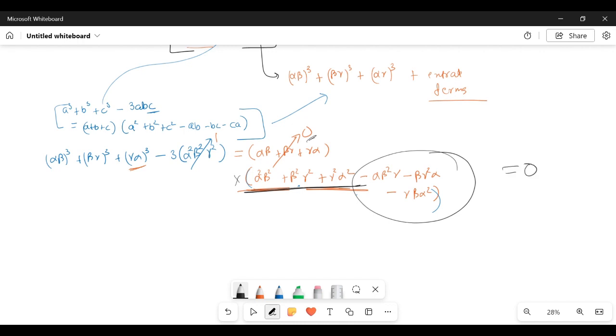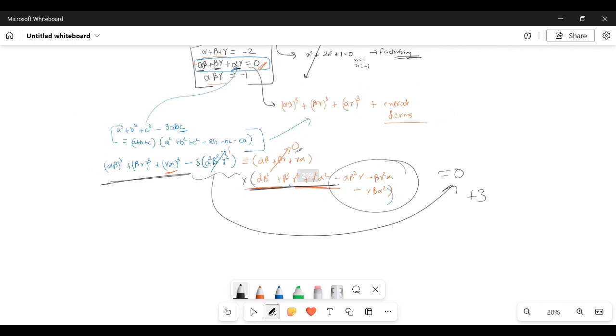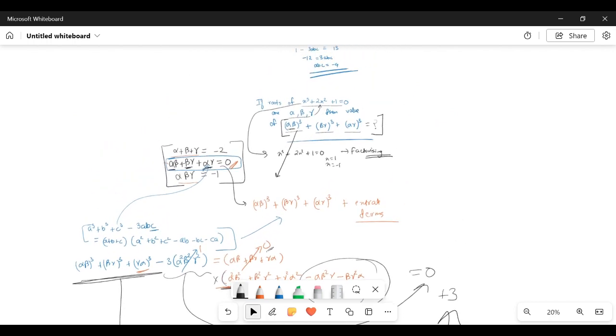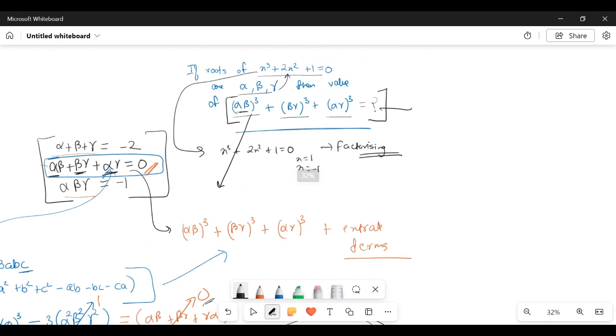The RHS is simply 0, and this part, if you bring it to the RHS, that would be plus 3. So the value of this is simply plus 3. That means our question is solved. Its value is simply plus 3. That is the final solution. Thank you for watching.